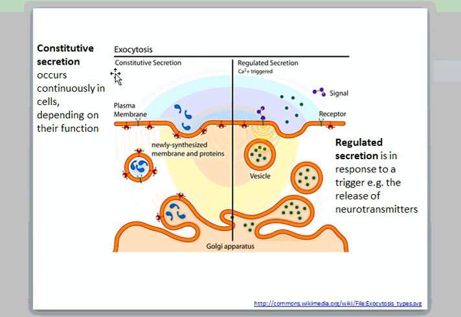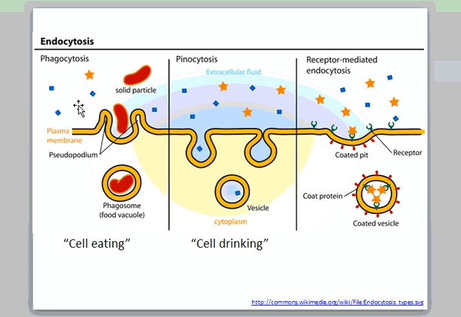Here are two pictures we have for exocytosis. We have constitutive secretion, which goes on constantly. So this would be the cells in your nasal passage that are constantly secreting mucus to trap bacteria and dust so that it doesn't get into our bodies. And then on the other side, we have regulated secretion. These are going to be more like your neurotransmitters, where once that cell gets a signal, it releases those vesicles to the cell membrane and then releases them out into the intercellular area.